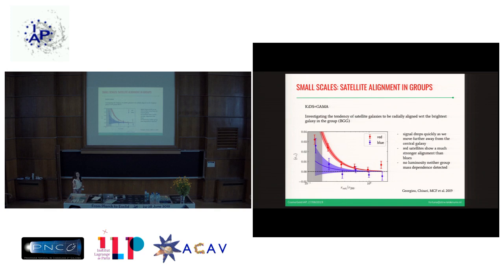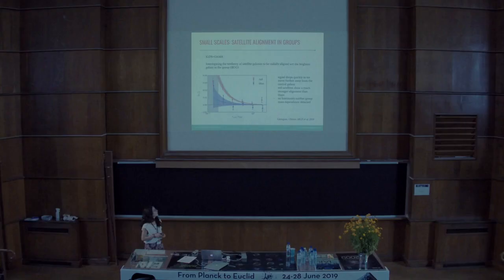Okay, I've talked extensively about the alignment of satellites at large scales. Let's look at what it means for small scales. We investigated that in the group catalog from the GAMA collaboration, and we try to constrain the tendency of satellite galaxies to align in the direction of the brightest central galaxy of the group. So what we found is that satellites indeed show an alignment at very small separation from the BGG, and then this alignment just goes down as we move farther away inside the group. And the signal is much stronger for red satellites than blue ones. Interestingly, we didn't find any luminosity dependence, and no dependence on the mass of the group. This is quite surprising, but we couldn't really find any significant trend there.